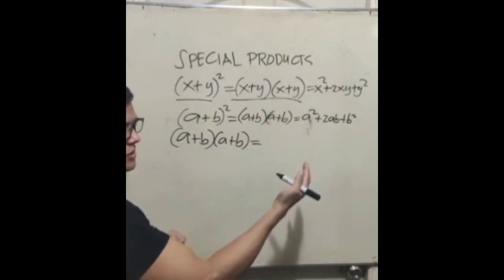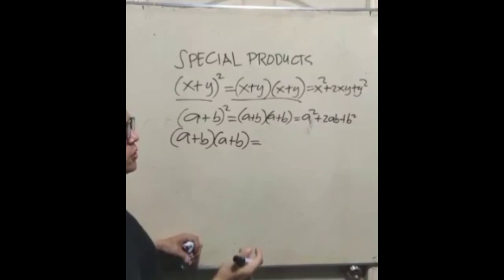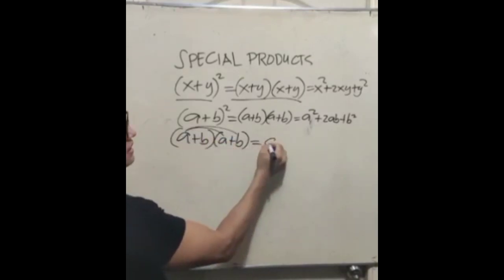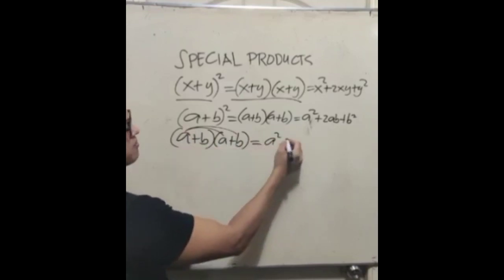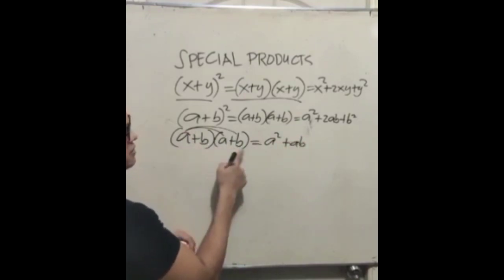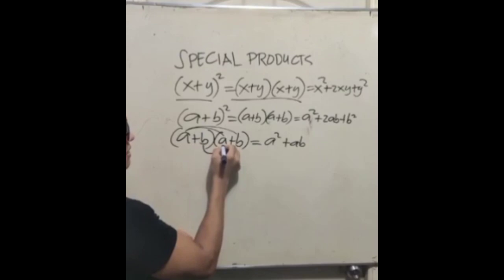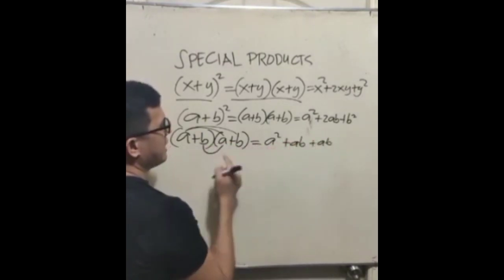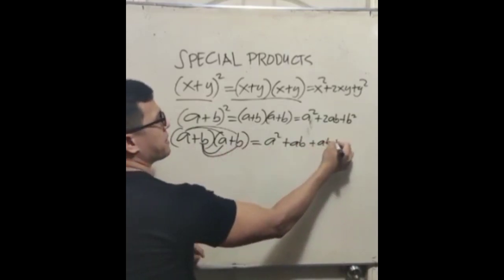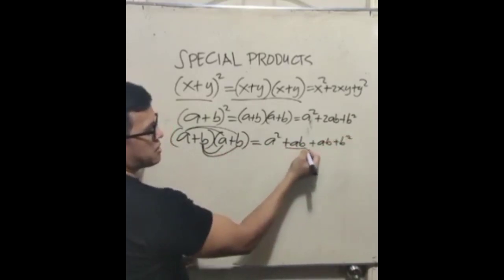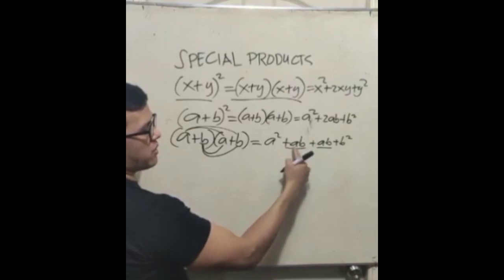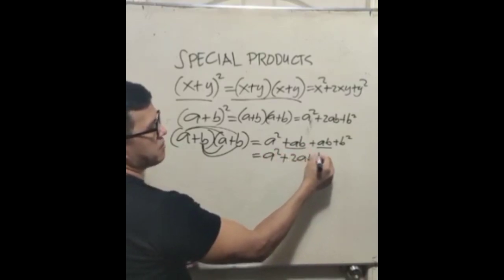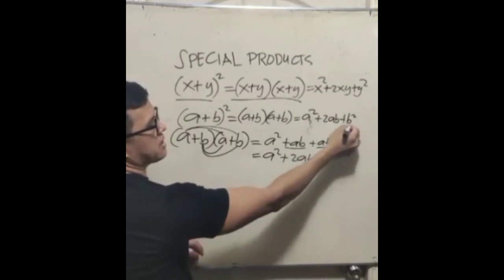Now, let's try to use the FOIL method, which is time-consuming. Okay, so a and a, that is a squared. And then a times b, that is plus ab, because all positive, right? That's why it's plus. b and a. b times positive a, that's still ab. Okay? And then b and b, we have plus b squared. And so these two are just the same. It's 1, 1. So 1 plus 1, that's 2, right? So a squared plus 2ab plus b squared, which is just the same as this one.